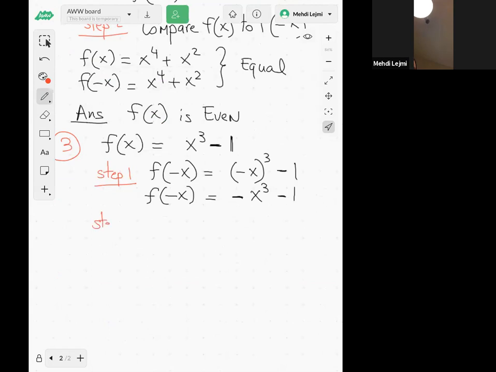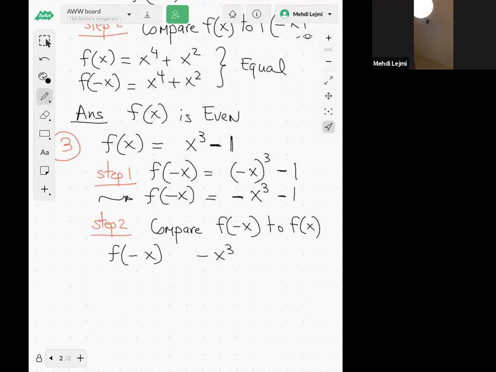First, I'm gonna compare it to f of x to see if it's even, right? So compare f of minus x to f of x. Okay, so f of minus x is what I got in the first step, minus x cubed minus 1, and my f of x is the initial original function, right? The original function was x cubed minus 1.